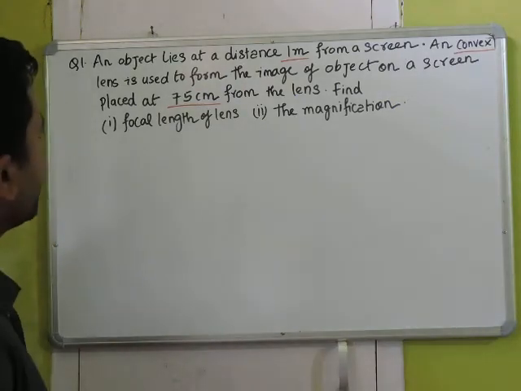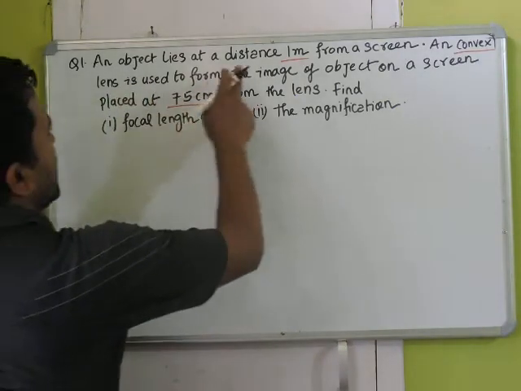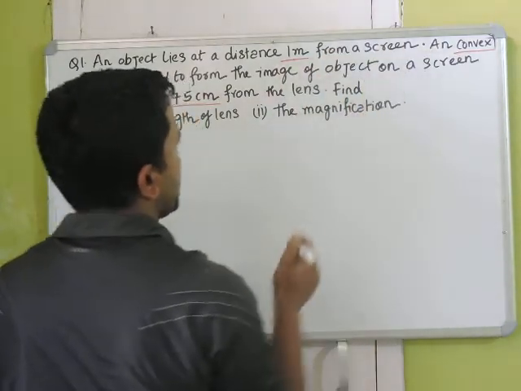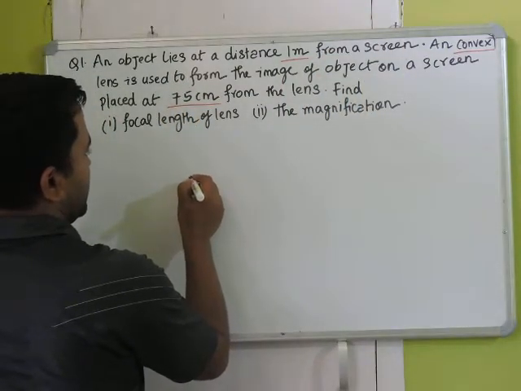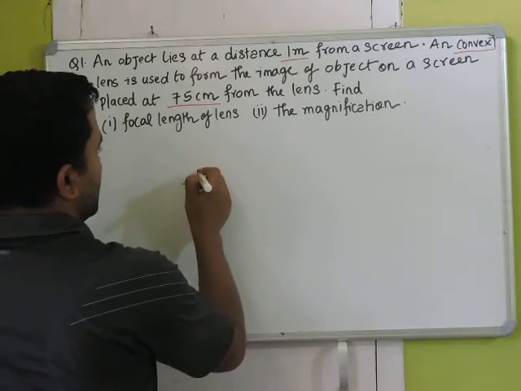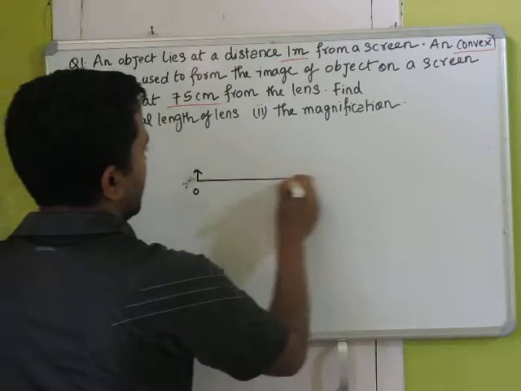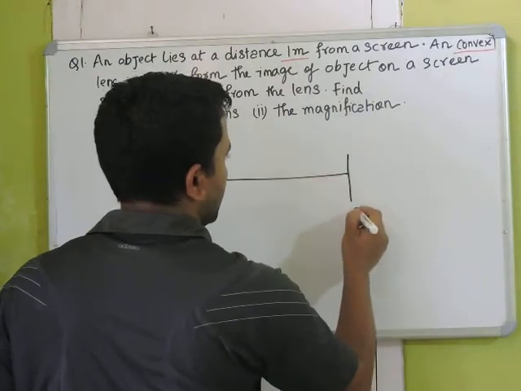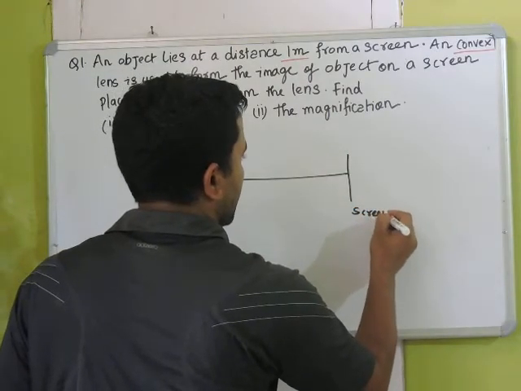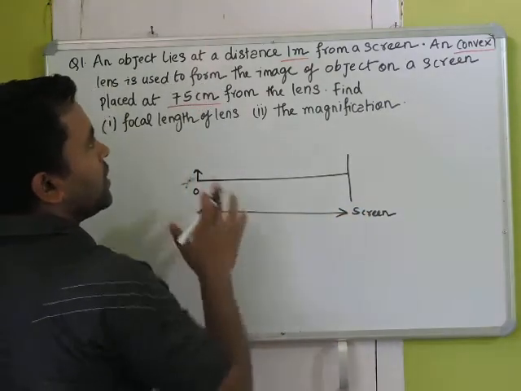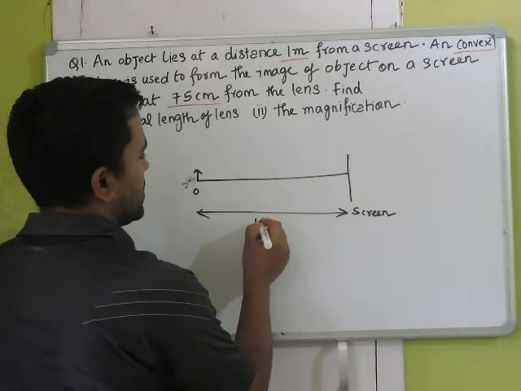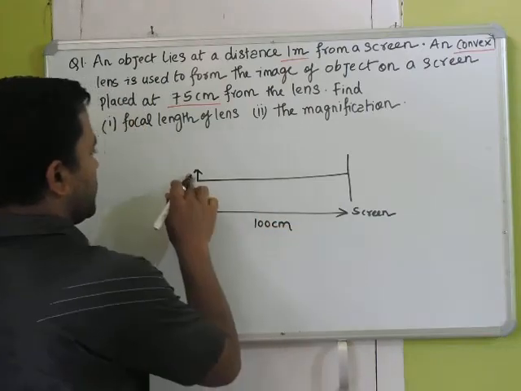Now, if you go through the question, it says that an object lies at a distance of 1 meter from a screen. So let us say there is an object here and there is a screen here, and this distance is given to be 1 meter, so that is 100 centimeters. This is given to you, right?